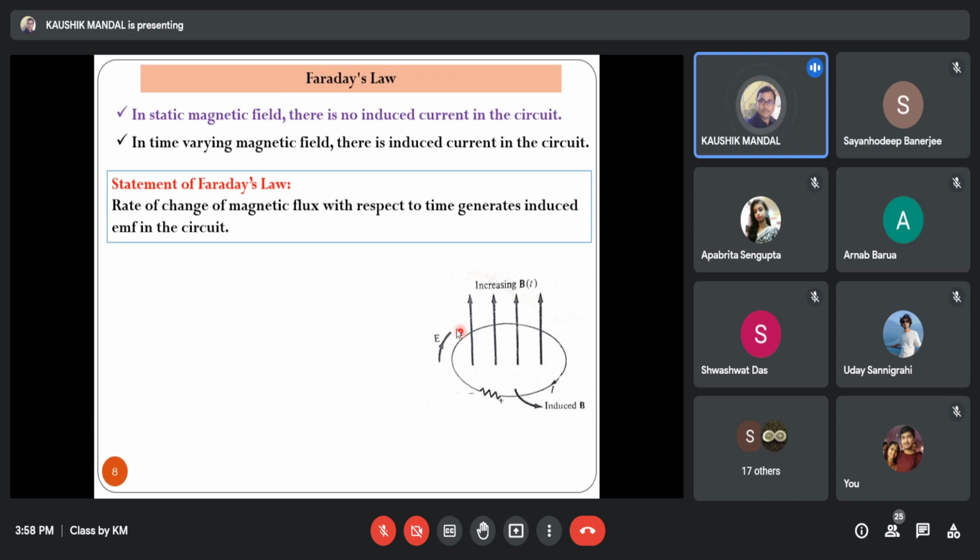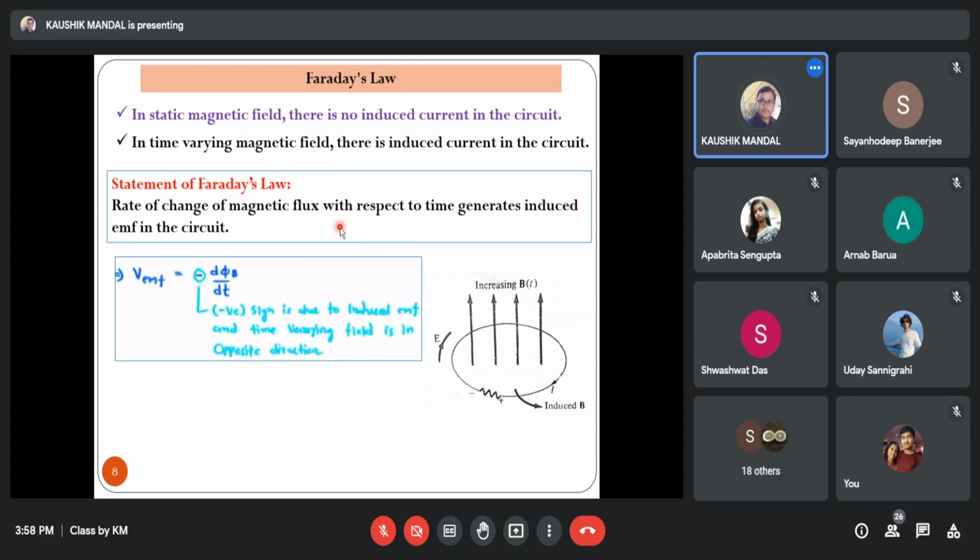Okay, so that is the observation of Faraday's law. That means how we can represent it mathematically. The rate of change of magnetic flux, that is d phi b dt, and the change in magnetic flux will induce the electromotive force. So we can write V of EMF, the potential due to the electromotive force, equal to minus d phi b dt.